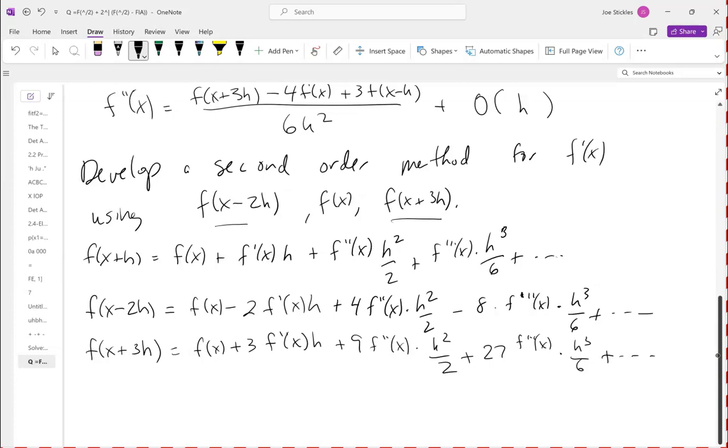So I'll do 4 times the second one and 9 times the first one and subtract it off that way. So I'll do 4 times the second minus 9 times the first. What's your coefficient on the f of x? -5. Good. The coefficient on the derivative part?